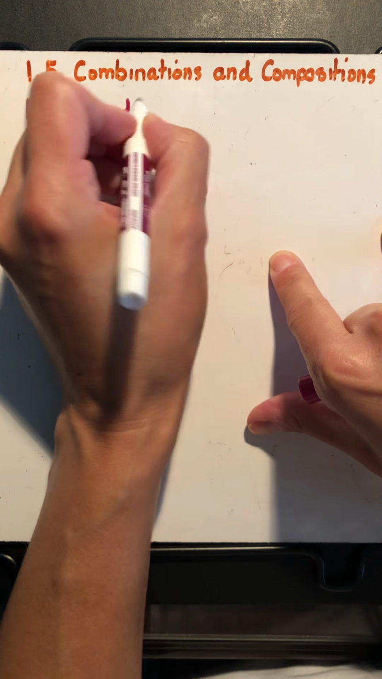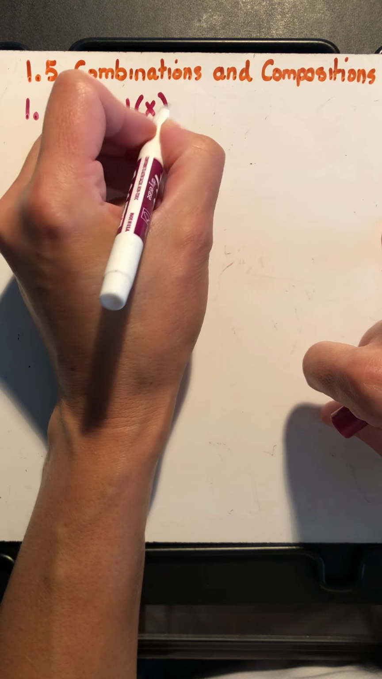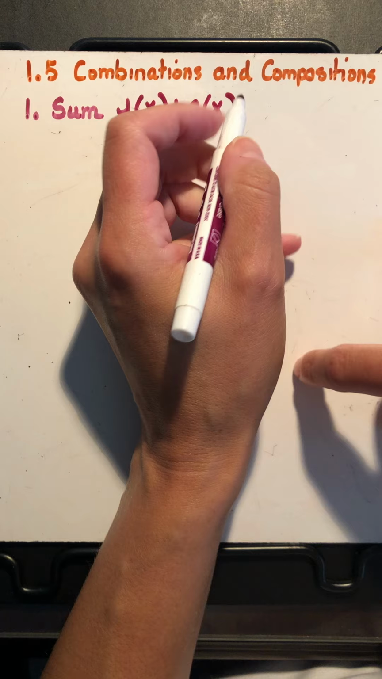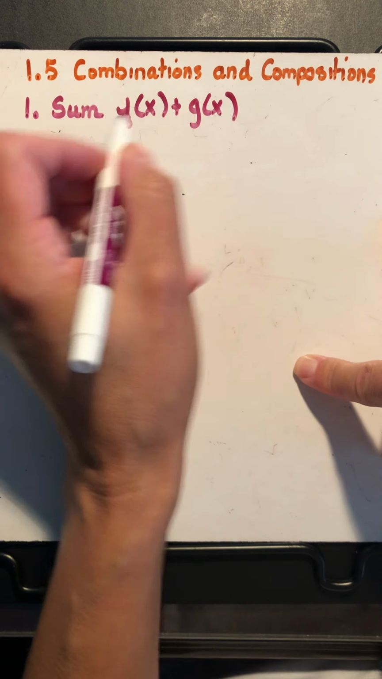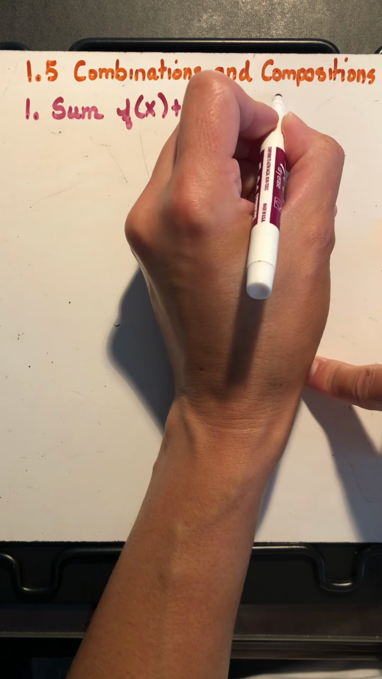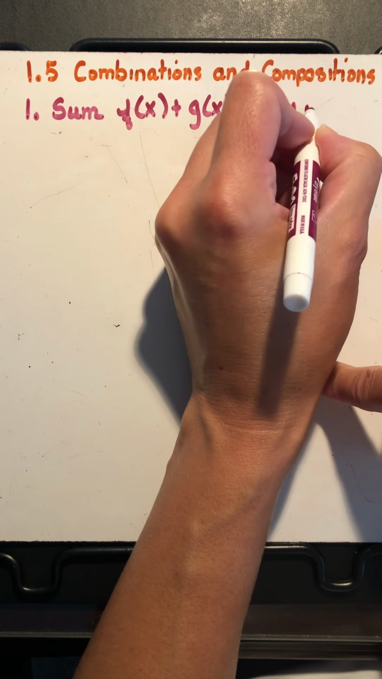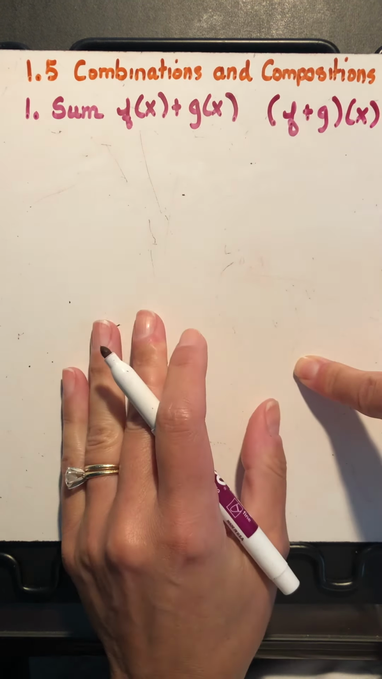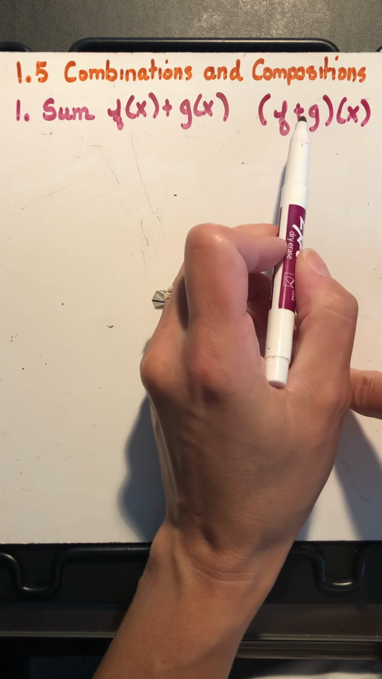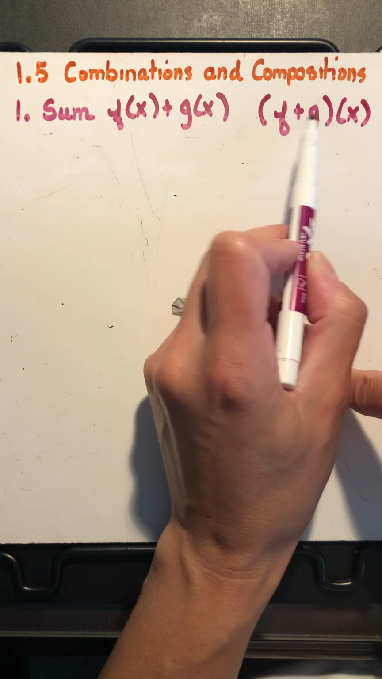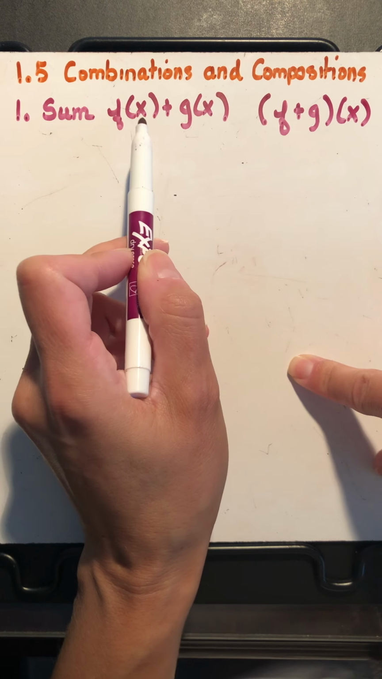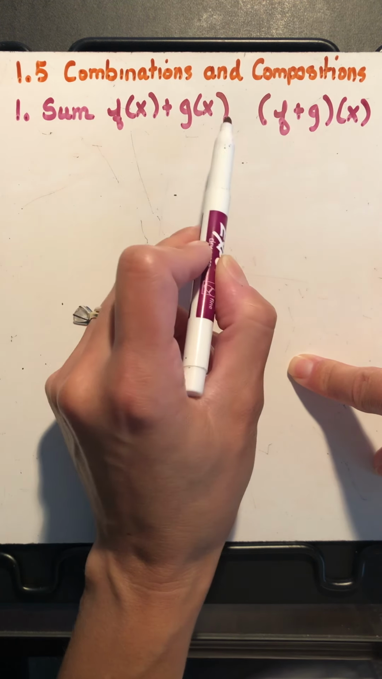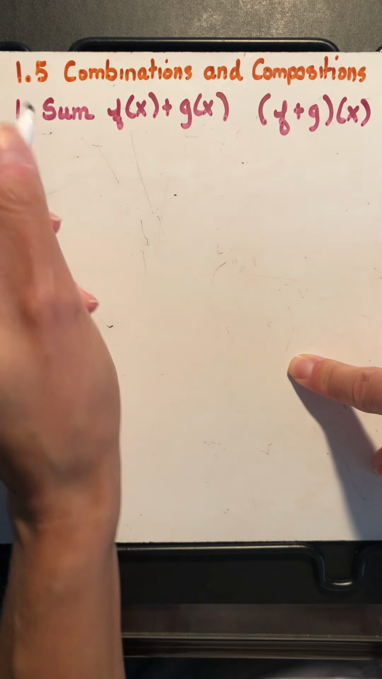You'll either be asked to add f of x plus g of x, or you might see this notation, and it means exactly the same thing. You might see parentheses f plus g of x. These mean exactly the same thing. If you see this notation and it looks a little weird to you, you can always rewrite it. That's actually what I do. I prefer this notation better because then I can directly substitute. So they mean the exact same thing.